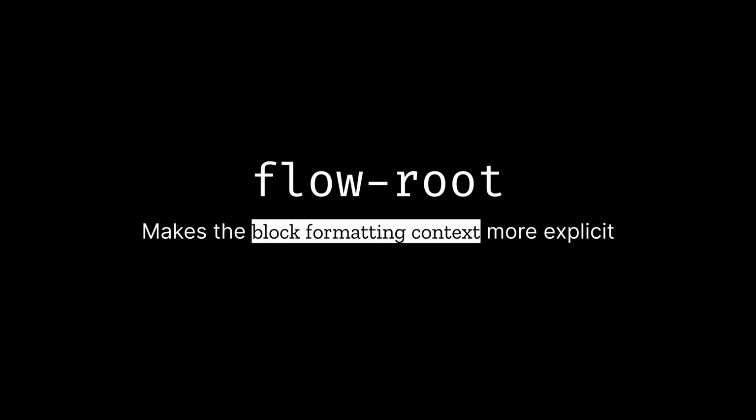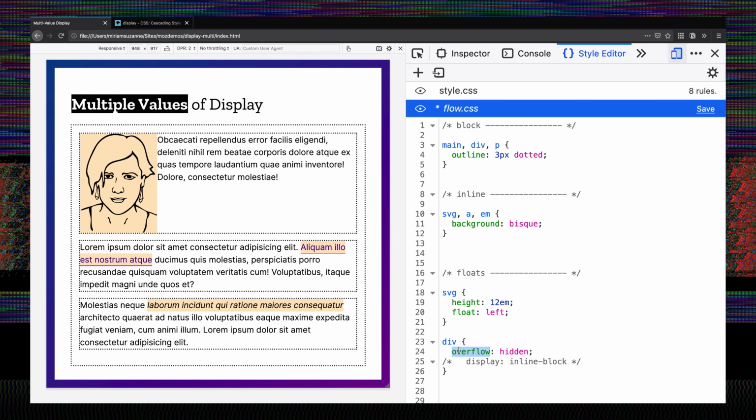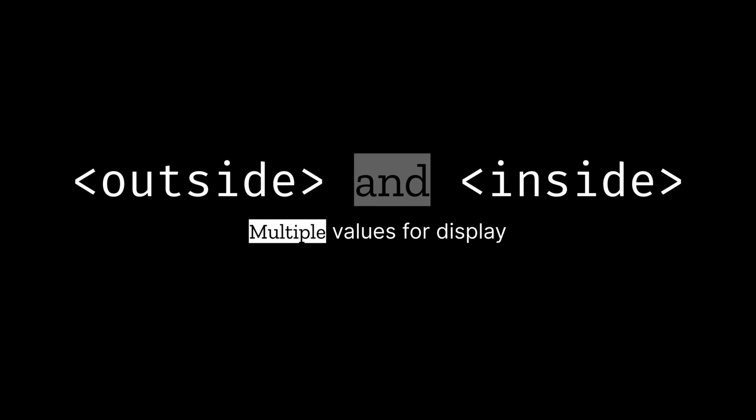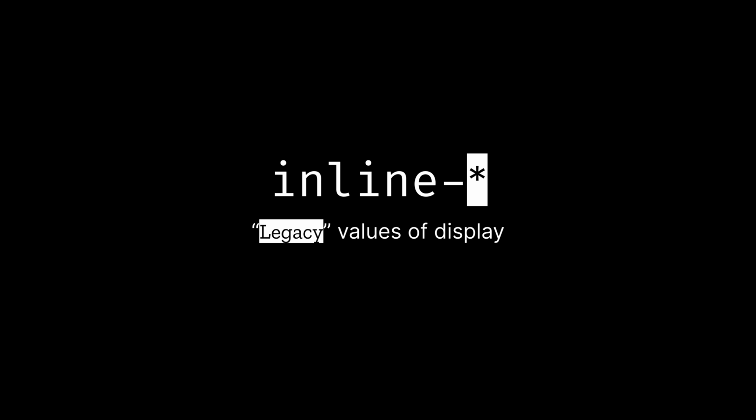That's now called flow root. So down here, rather than saying overflow hidden or display inline block, we can say display flow root. And that also works to contain the float. It creates a block formatting context. So flow root and flow are both new values that we've added to get at some of the things that have been implicit before.